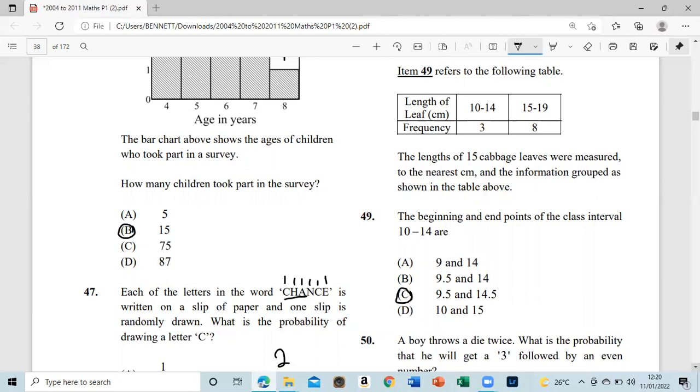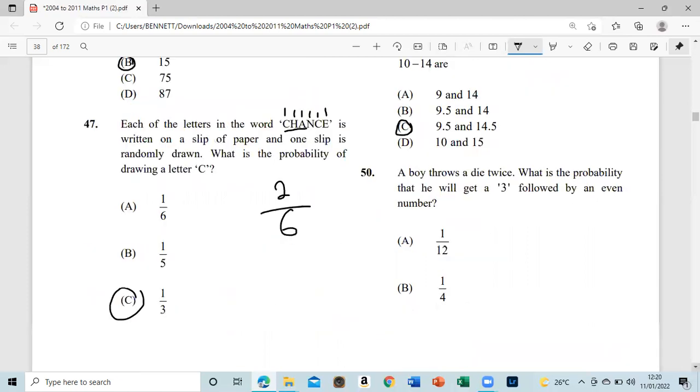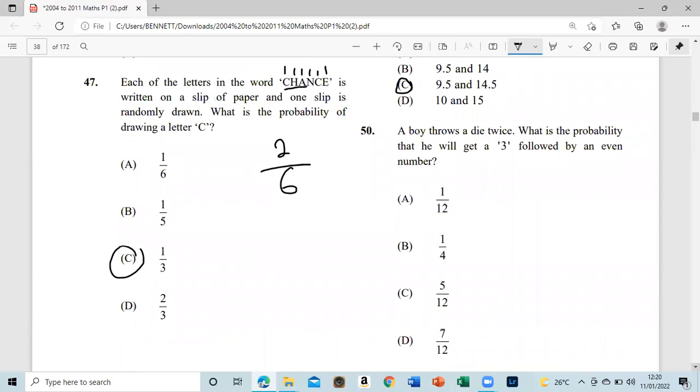We're at 50, just 10 more to go. A boy rolled a dice twice. What's the probability that he will get a 3 followed by an even number? So to get a 3 would be 1 out of 6. An even number would be a half. So it's 1 over 12.